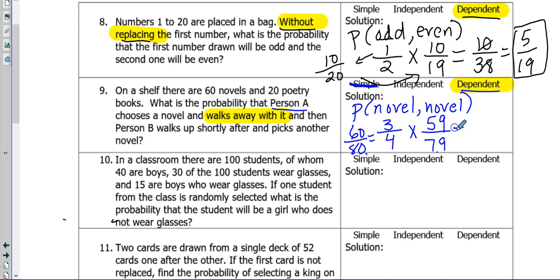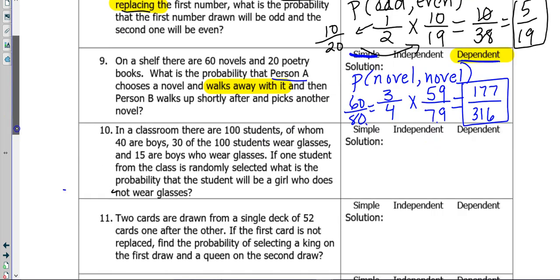So we're going to multiply these together. I'm going to multiply 59 times 3, which is 177, and then 4 times 79, which is 316. All right, so that is our probability. The probability of getting a novel and then another novel, it's dependent, and it's 177 out of 316 chances. All right, moving on to number 10.